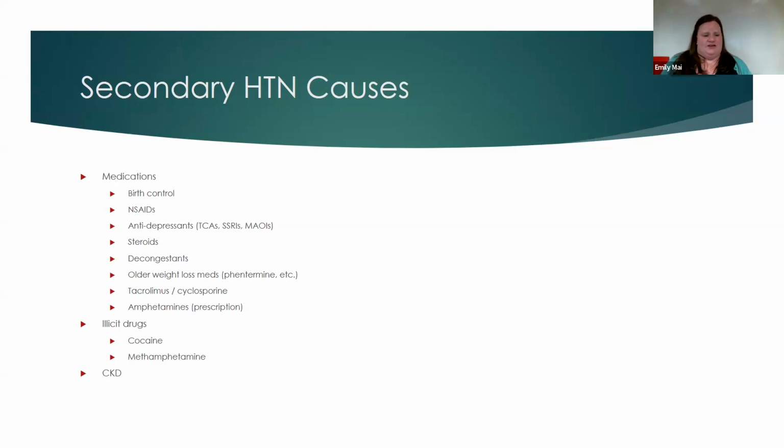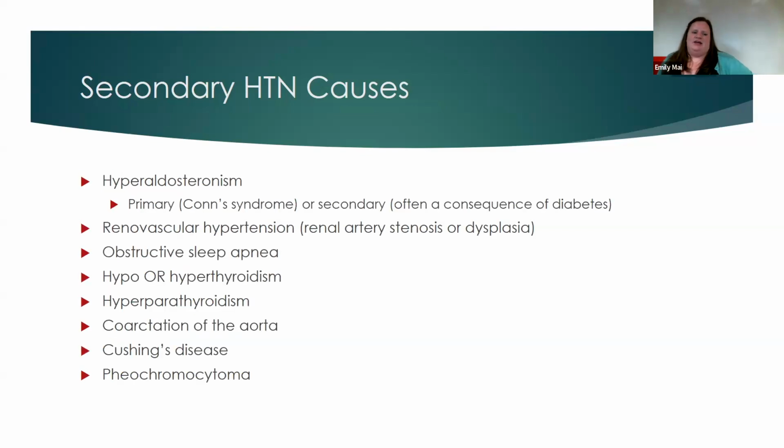And then outside of things you're taking in, chronic kidney disease. And then a lot of these are endocrine problems. So hyperaldo, you have the primary where it's Conn syndrome, where the adrenal gland has malfunctioned, or you can have secondary, which is most commonly, I find, a consequence of diabetes. It can actually be a consequence of hypertension itself too. And then renovascular hypertension, which includes renal artery stenosis or dysplasia. Obstructive sleep apnea, also extremely common in our patient population.